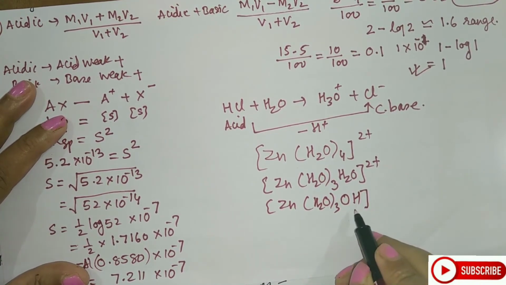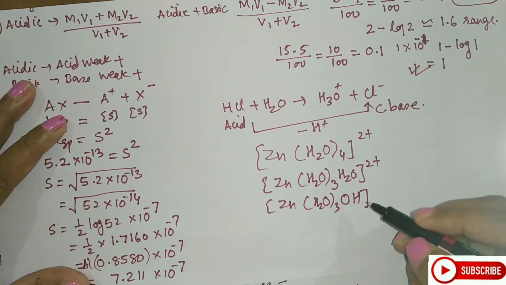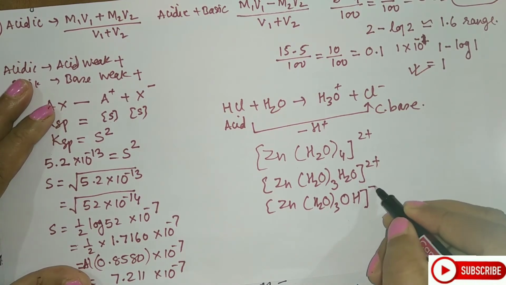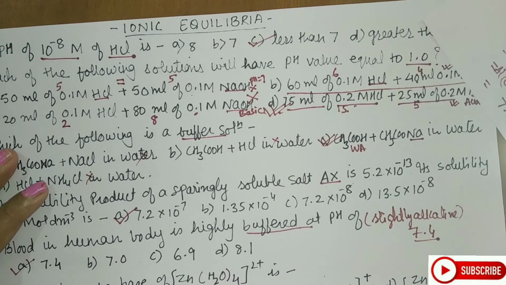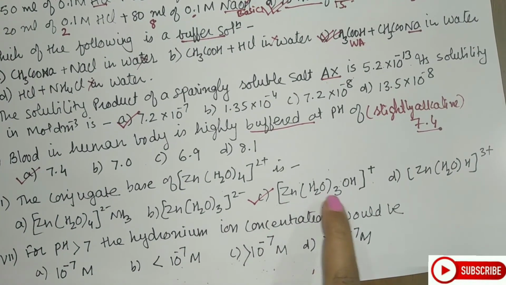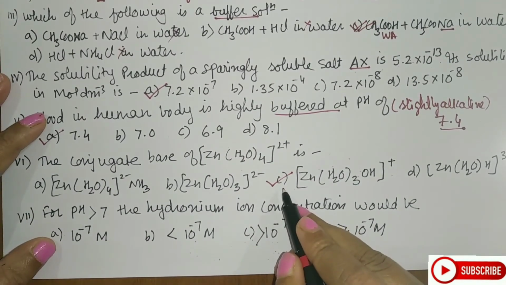Now as this becomes OH, there will be a negative charge created here and so that will be neutralized against this and so this will become one positive charge. So your answer here is the third option. If you see this, Zn(H2O)3OH plus. So the answer here is the third option.